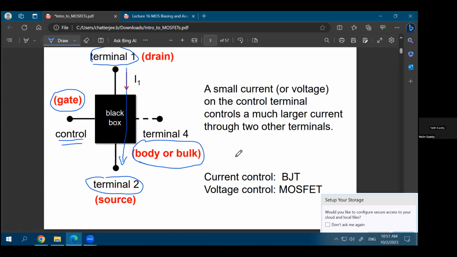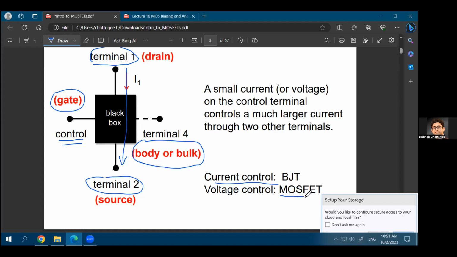All right. Now, in terms of the control, right now we are just talking about a black box. As you see here, I've just drawn a black box. And the control terminal, if it is a current control terminal, and if the device is controlled by a current, then it's a BJT, a bipolar junction transistor. And again, we'll come back to what bipolar junction transistors look like and how we can control them. But right now, it's important to note that the BJT is a current control device.